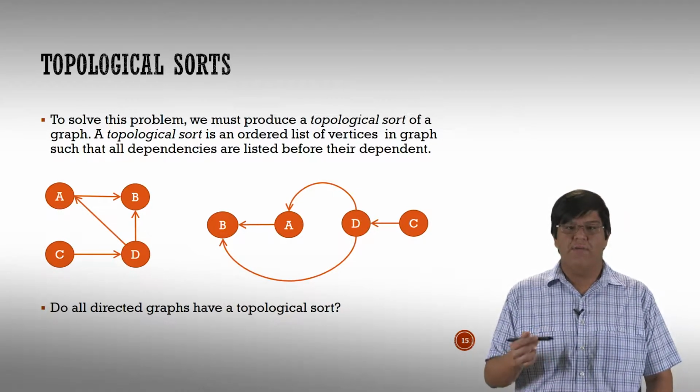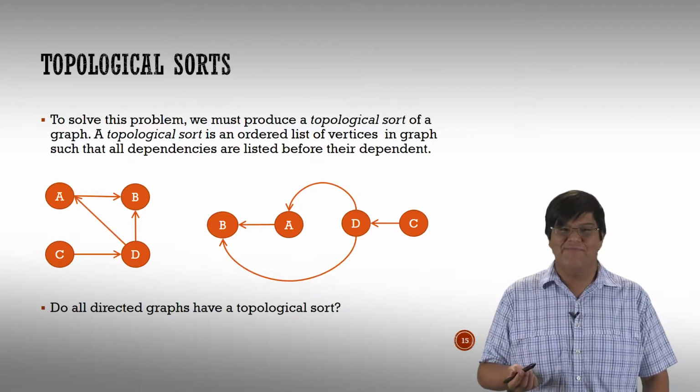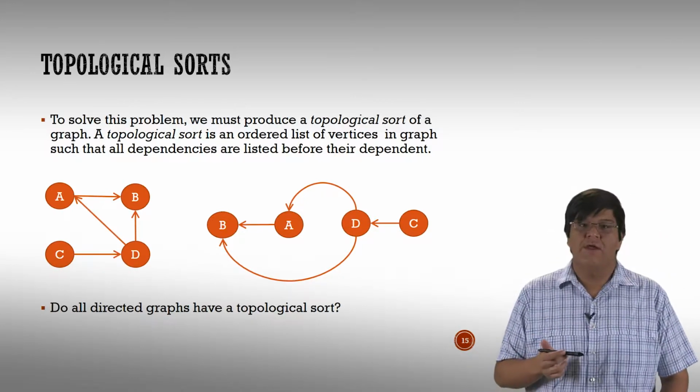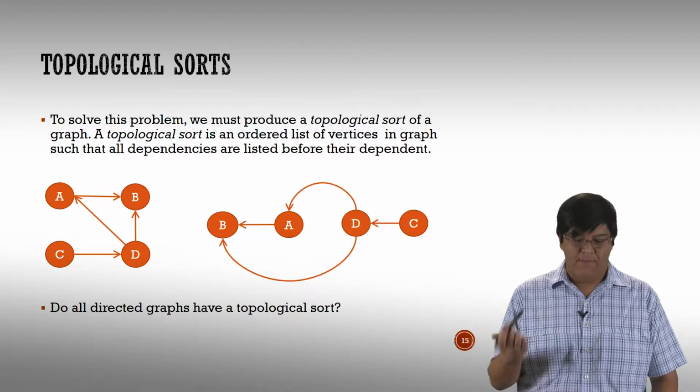And the actual name of the algorithm is topological sort as well. So the topological sort algorithm produces a topological sort. I know it's a little bit redundant, but that's the way we say it. A topological sort is basically an ordering of those vertices such that the dependencies are seen before their dependents. So that's what we talked about before.